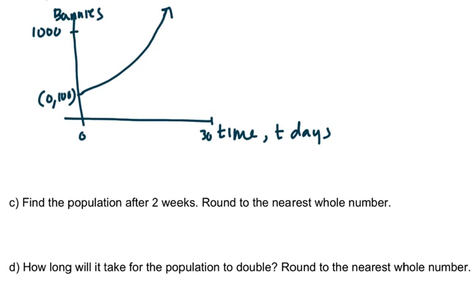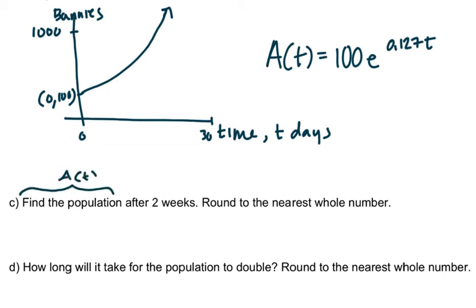And we're reaching the real meat of the problem here. So I'm just going to rewrite my function. We're dealing with A of t equals 100 e to the 0.127 t. It says find the population after 2 weeks. So we want to know the end population, my A of t, after 2 weeks have passed. So does that mean t equals 2? So remember, the rate is 12.7% per day. So we need to take that 2 weeks and turn it into 14 days.